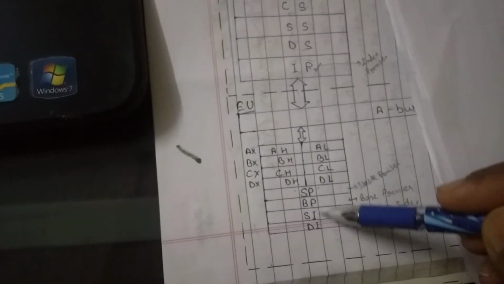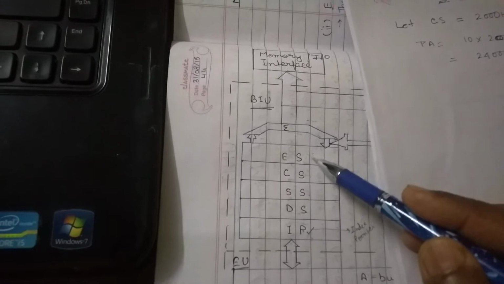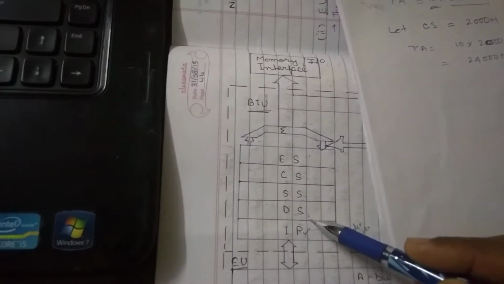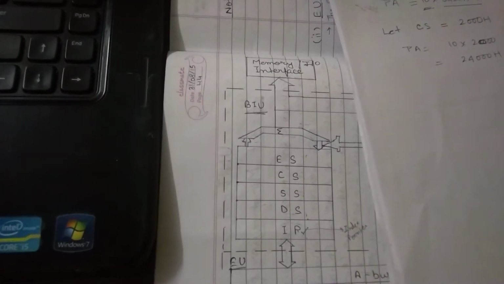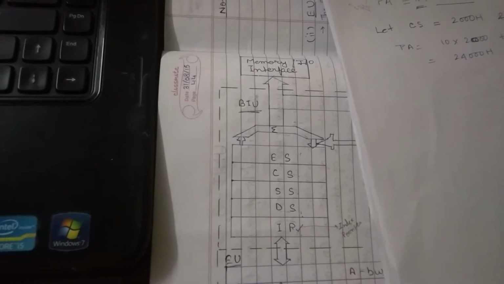and offset addresses are stored in the instruction pointer, stack pointer, base pointer, source index register and destination index register. So these 5 registers, these 4 and the instruction pointer, are used to store the offset addresses, and base addresses are stored in these segment registers. The complete memory is divided into 4 segments, each of 64 kilobytes, and offset addresses are stored in these 5 registers.